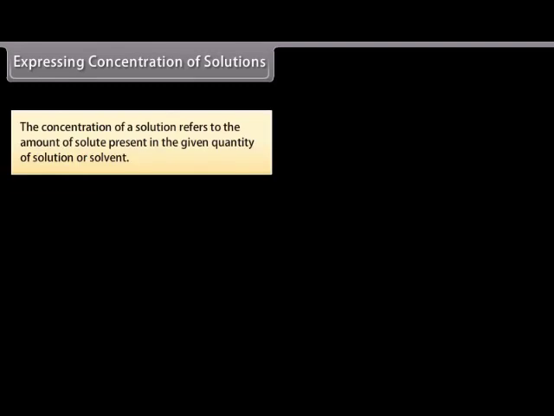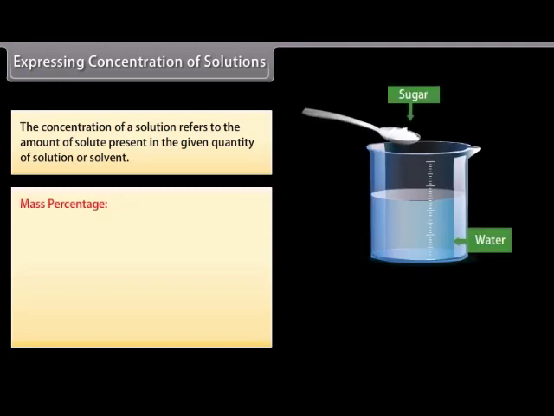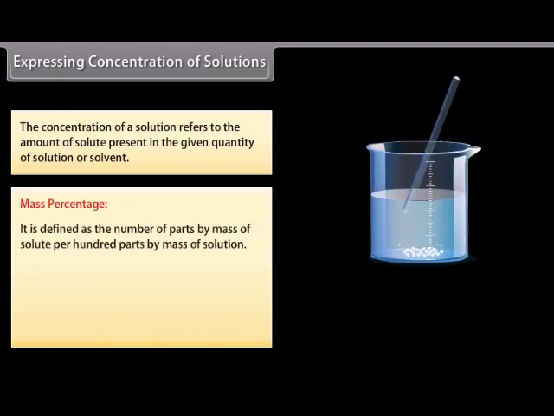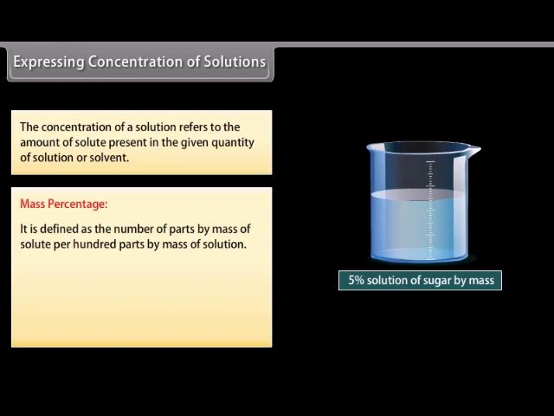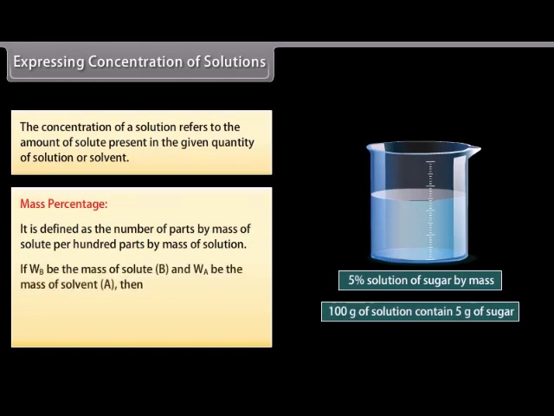Expressing concentration of solutions. The concentration of a solution refers to the amount of solute present in the given quantity of solution or solvent. Mass percentage. It is defined as the number of parts by mass of solute per 100 parts by mass of solution. If Wb be the mass of solute B and Wa be the mass of solvent A, then mass percentage of B is equal to Wb upon (Wa plus Wb) multiplied by 100.